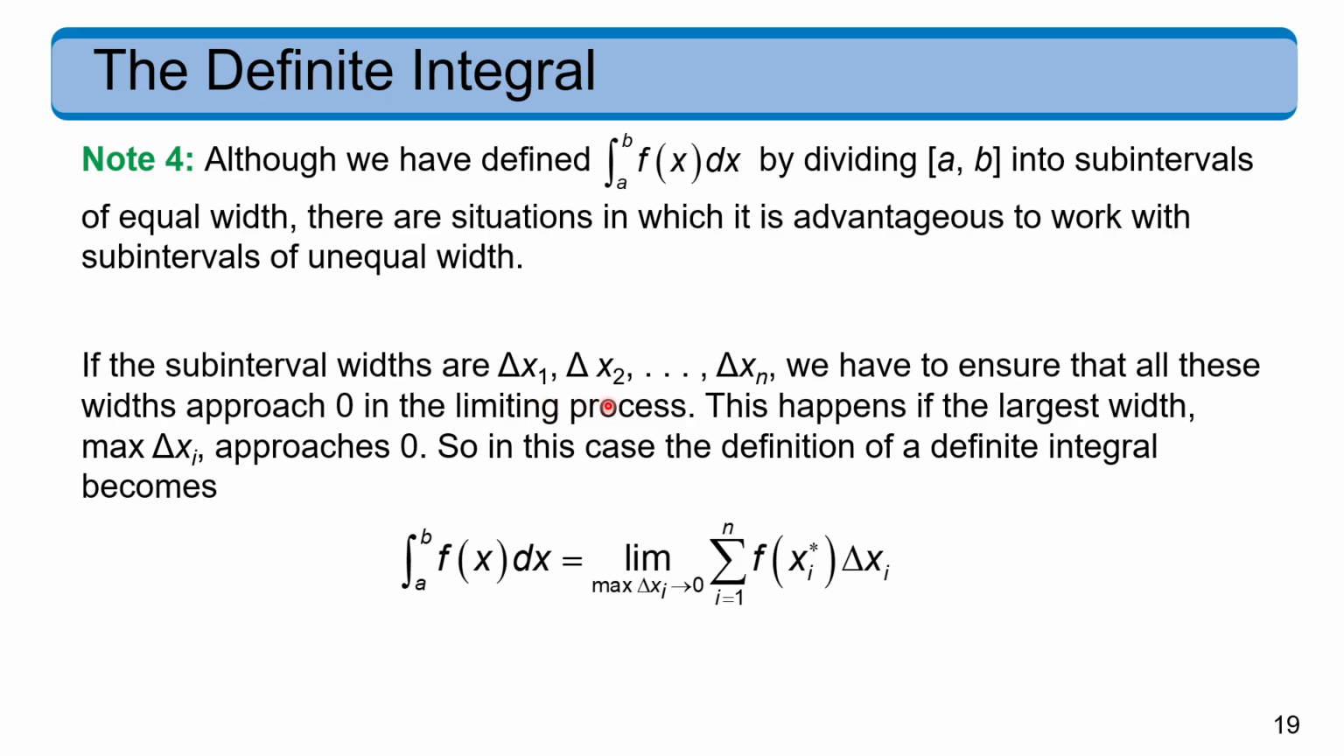But they all have to become smaller in width as you take the limit. So the requirement is that all of these delta x's have to approach 0 as you keep increasing the number of subintervals. So a simple way to guarantee that they're all going to 0 is to take the limit as the maximum of the delta x's approaches 0. So in that case, the limit looks like this. Everything's the same here as in the previous definition, but instead of having n go to infinity, we express that the maximum of the delta x's must go to 0.